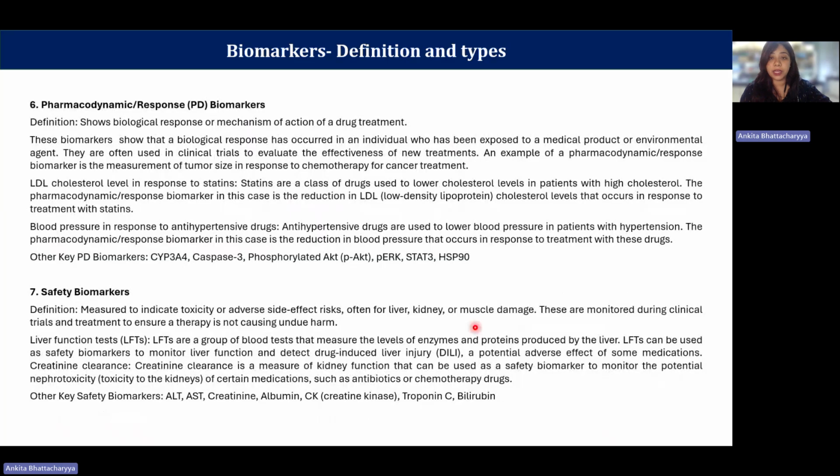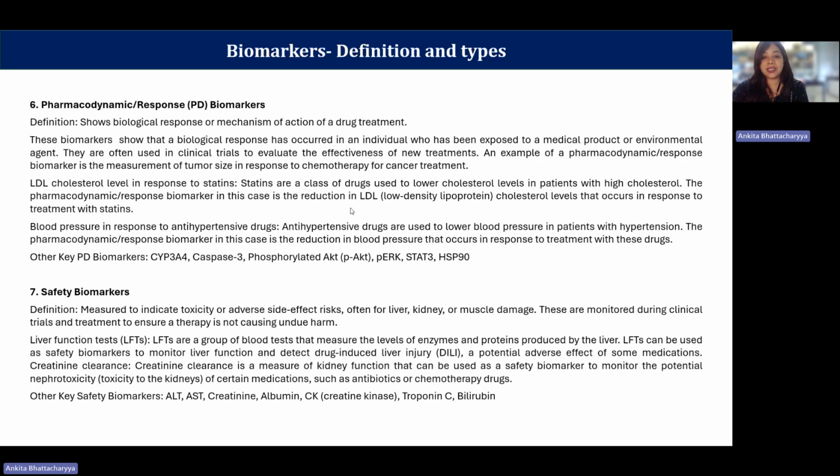Then we have pharmacodynamic or response biomarkers, which are often called PD biomarkers. The definition of this is that pharmacodynamic biomarkers show the biological response or the mechanism of action of a drug treatment. These biomarkers basically show that a biological response has occurred in an individual who has been exposed to a certain medical product or environmental agent.